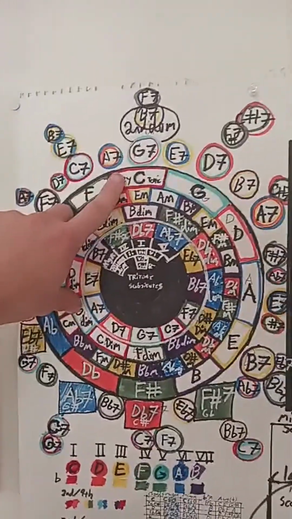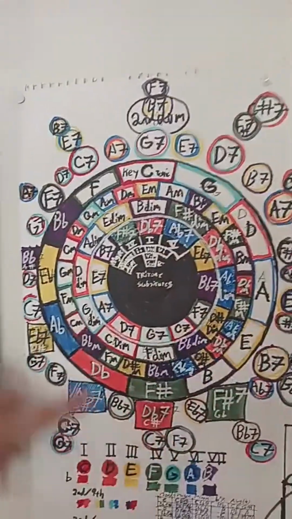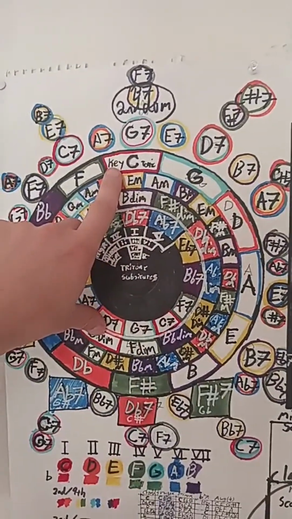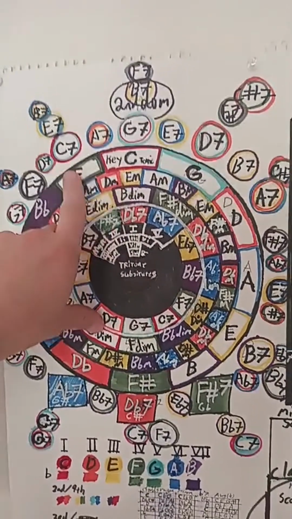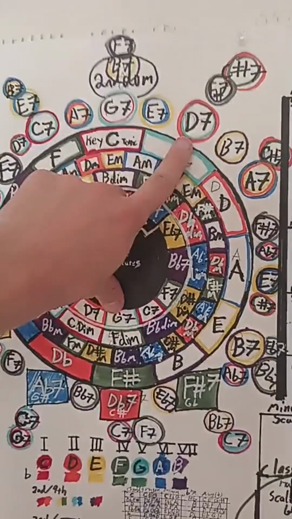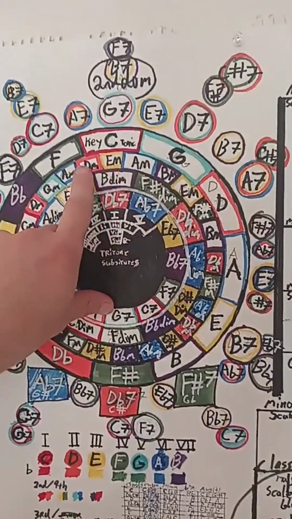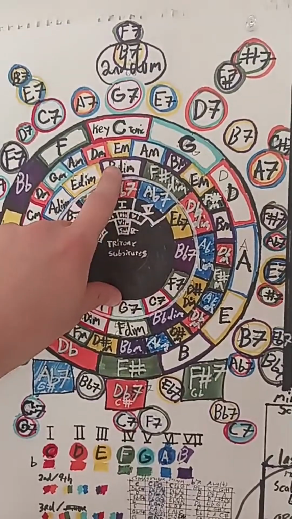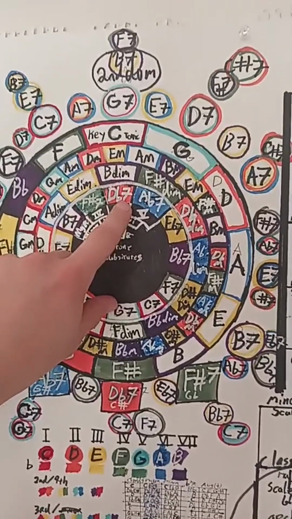So we have your key up here, and it obviously goes clockwise, just like a normal circle of fifths. So you got your key and your tonics, or also subdominant, dominant, and then you have your minors, your diminished, and then the tritone substitute.